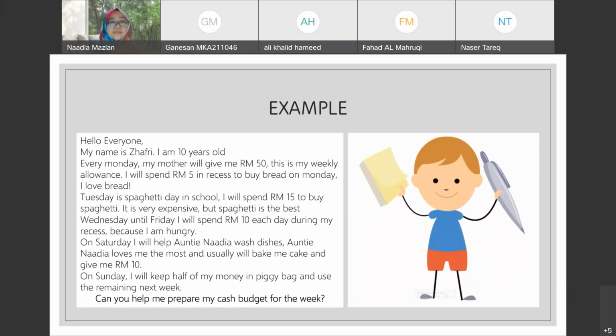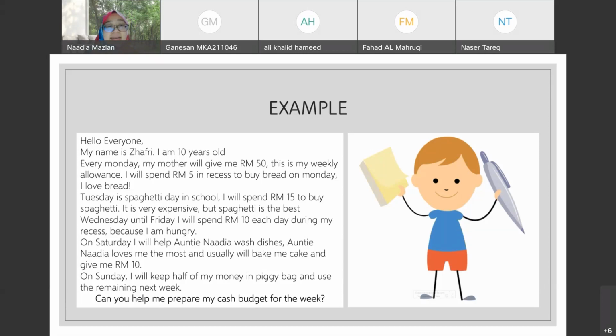Now, I'm going to give you a very simple example. We're going to do it together. This is an example of a very personal or individual cash budget, because I believe some of you might be a little bit confused about what I was talking about just now. So hello everyone, my name is Zafri. Zafri is actually my nephew. I am 10 years old. No, he is actually 5, but for these purposes, I'm just increasing his age.